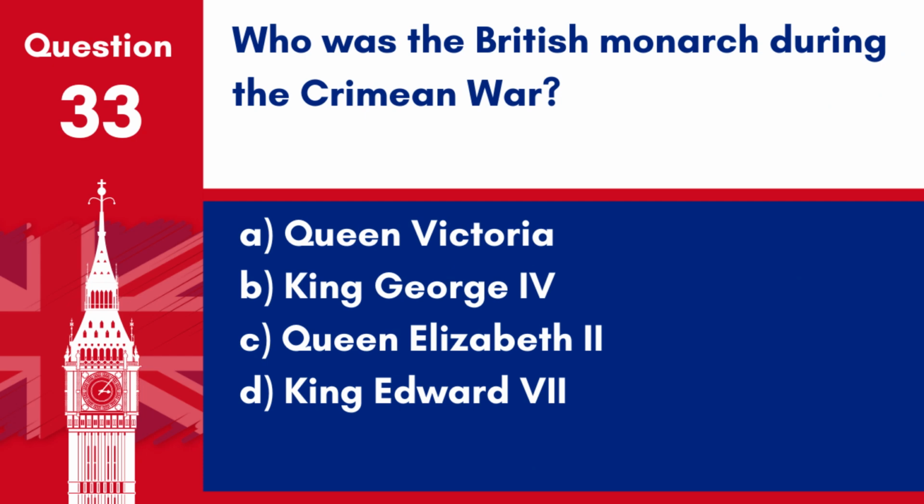Question 33. Who was the British monarch during the Crimean War? A. Queen Victoria. B. King George IV. C. Queen Elizabeth II. D. King Edward VII. Answer: A. Queen Victoria. Queen Victoria was the British monarch during the Crimean War, 1853 to 1856.